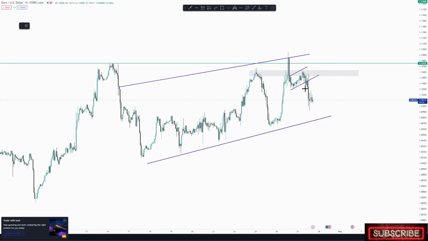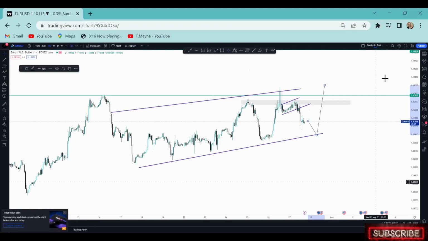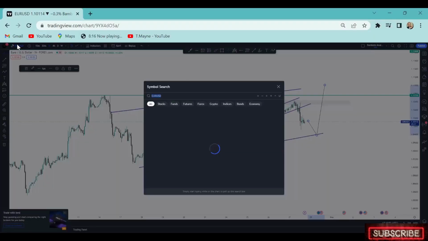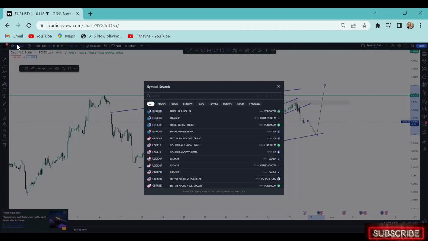Euro USD may either continue going down, let's say maybe until there, because that's where the 90% rule is, or else it may want to come here, push back up before actually going back to the downside. So that is my anticipation on Euro USD. Next up, I'm going to go to the pair that is negatively correlated with Euro USD, which is USDCHF, right?